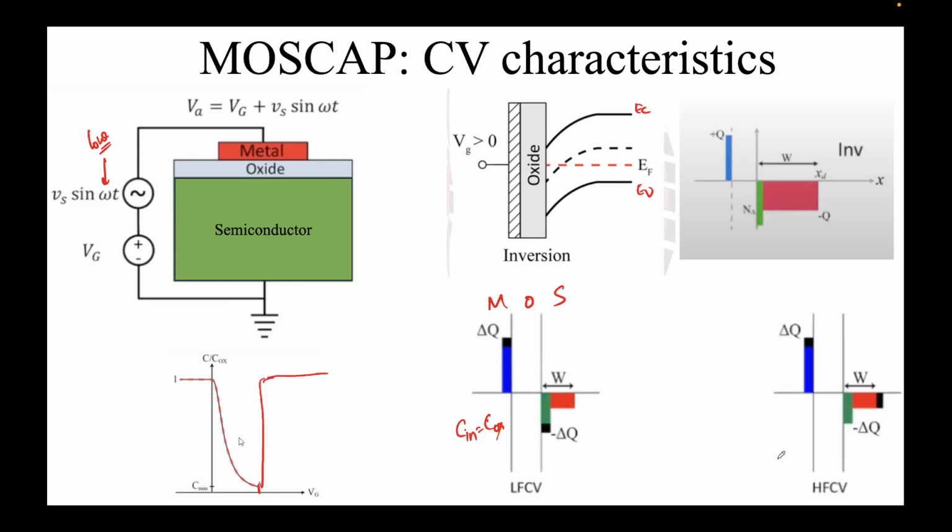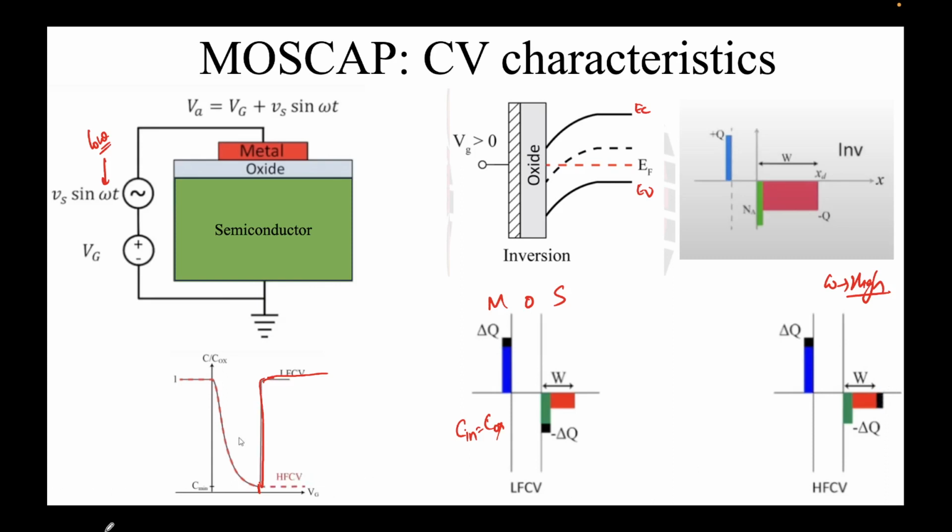On the other hand, when it's high frequency, this means omega is high. When omega is high, the electrons will not get sufficient time, because it's flipping. Sometimes the charge delta Q, the black region, has to be above this blue line, sometimes it's below. So electrons will not get sufficient time to toggle here. So the additional charge can only be contributed by the depletion region, right? And hence you'll see something like this.